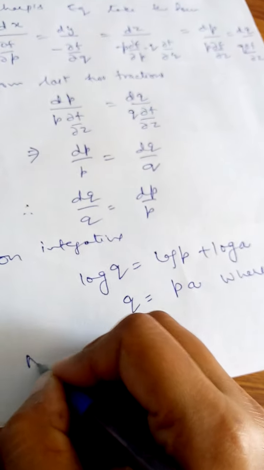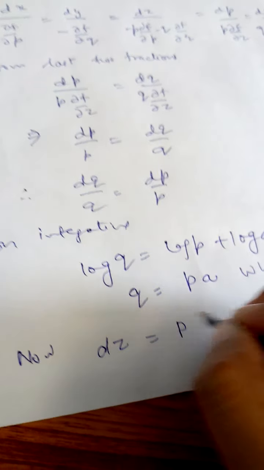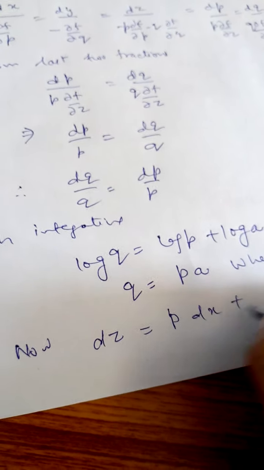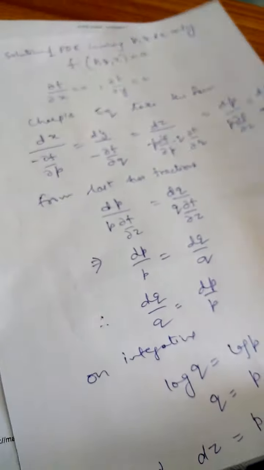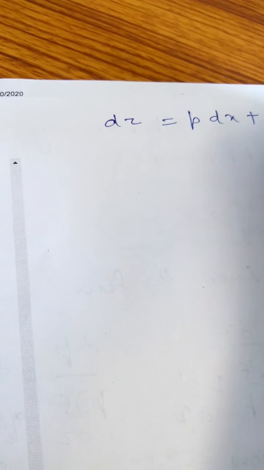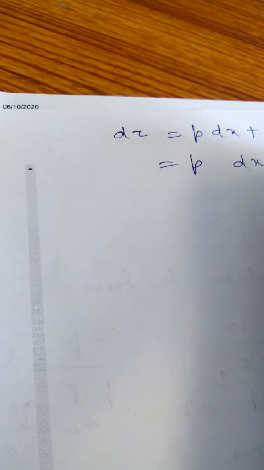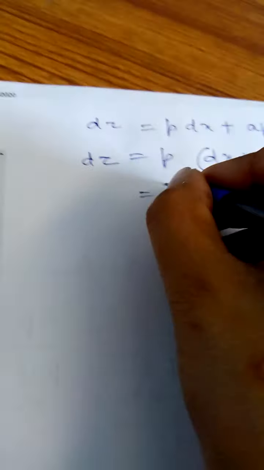So in the complete integral, dz is equal to p dx plus q dy, it will become dz is equal to p dx, substituting the value of q. What is q? q is a into p. So taking p common, it is dx plus a dy. And this can be written as x plus a y.